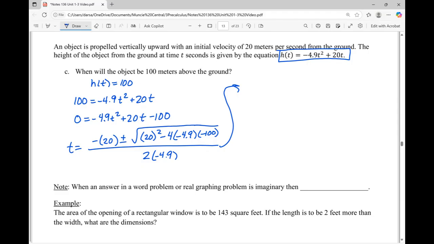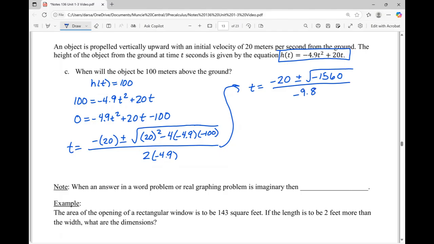Now, we're going to take a minute and put just what is under the square root into the calculator. Do not try to put this whole fraction in the calculator at once. You're going to get a mess. Plug just what is underneath that square root in the calculator without the square root. And when you do that, you should get the number negative 1,560. So at this point, this should be negative 20 plus or minus the square root of negative 1,560 all over negative 9.8.